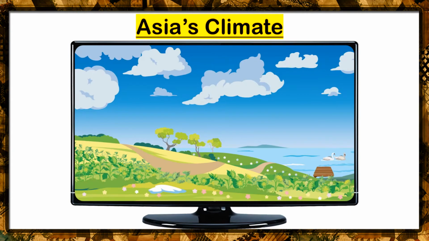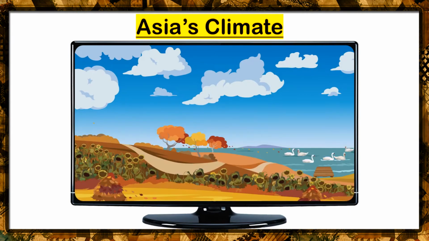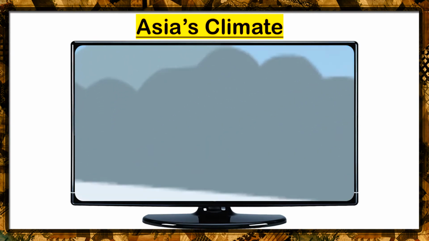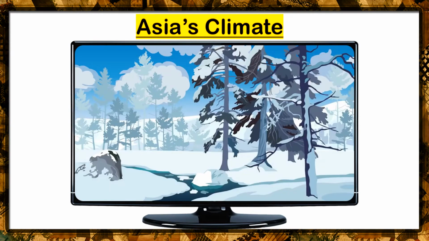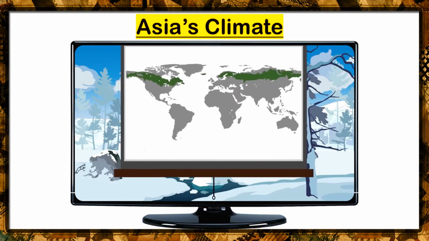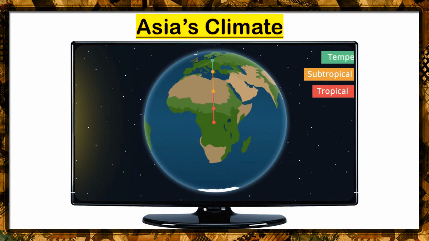Here we have 4 distinct seasons: spring, summer, autumn and winter. The vegetation is primarily woodland, broadleaf or pine trees. A giant belt of pine forests spread from Scandinavia over Asia and all the way across the North American continent. This is the temperate climate zone.